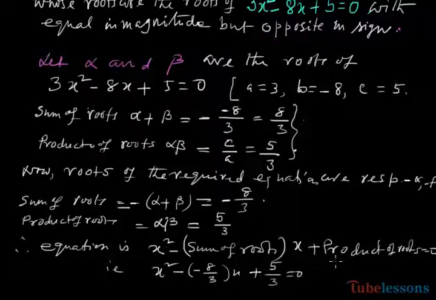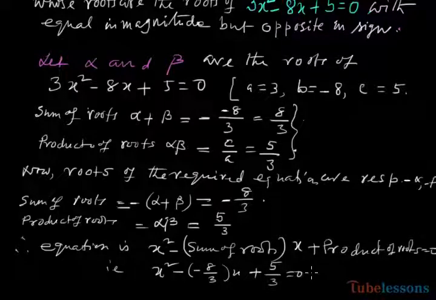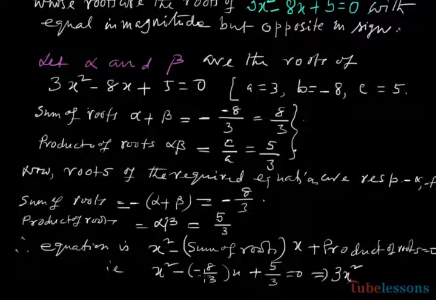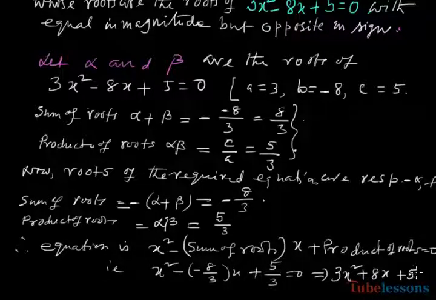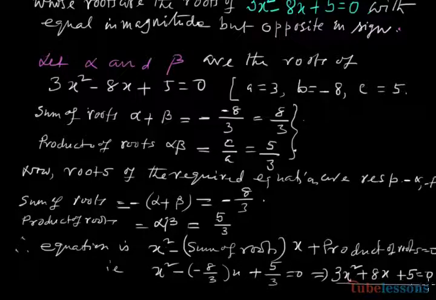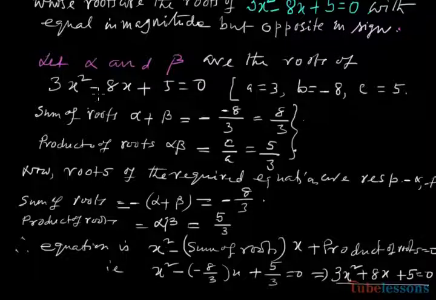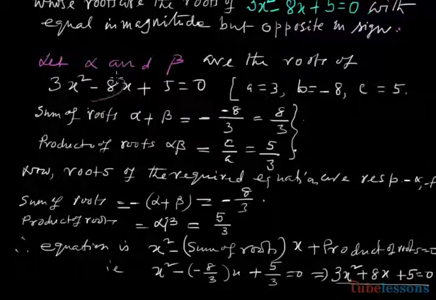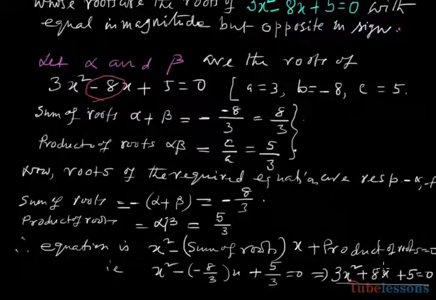After multiplying each term by 3, we obtain 3x square plus 8x plus 5 is equal to 0. So this is our required equation. And we observe here also, the only change is in the sign of coefficient of x. Here it is minus 8, and we obtain the opposite sign, plus 8.